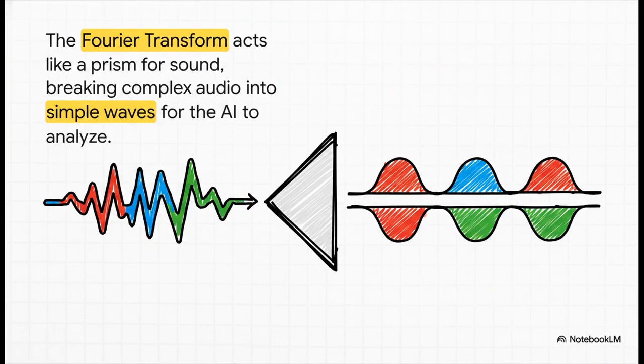Well, this is where it gets really cool. There's this mathematical tool called the Fourier transform, and it basically acts like a prism, but for sound. You know how a prism splits light into colors? This splits a complex sound, say a whole orchestra, into all the simple individual waves it's made of. And that deconstruction? That's the secret sauce. That's how the AI learns to understand and then eventually recreate sound.